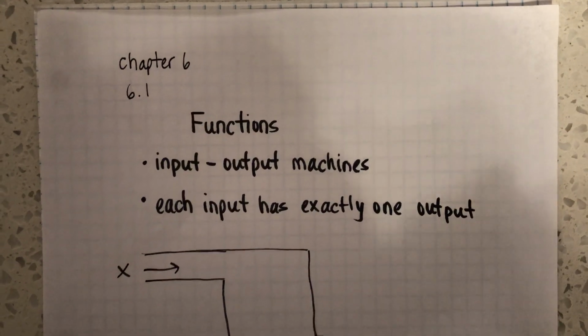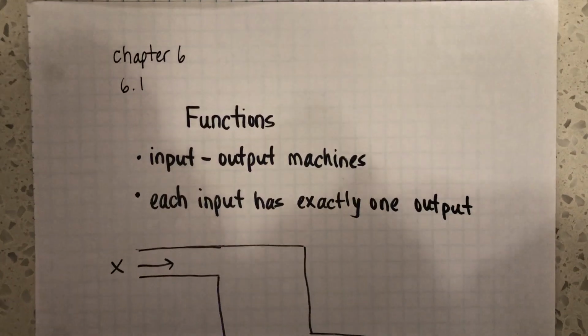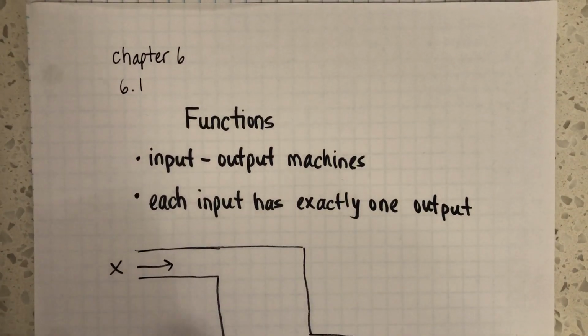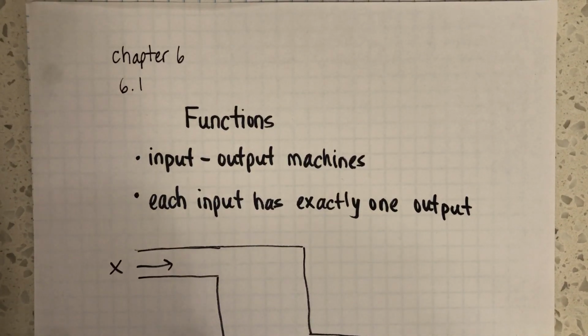Hi guys, we're going to be starting chapter 6, which is going to be all about functions. So I just want to review with you really quick what it is to be a function. Just remember, we first saw functions when we were dealing with relations. A function is just a special kind of relation, all right?